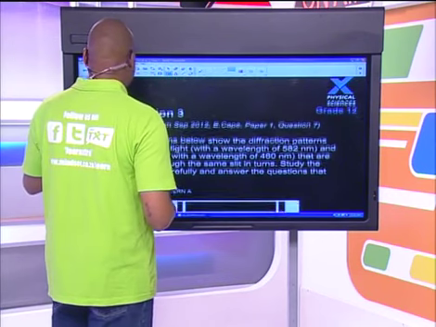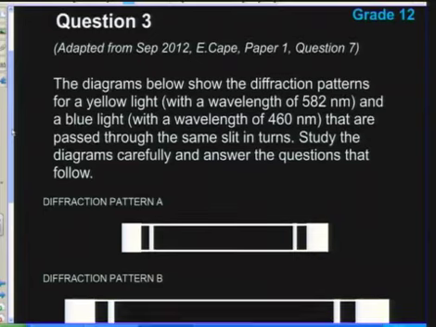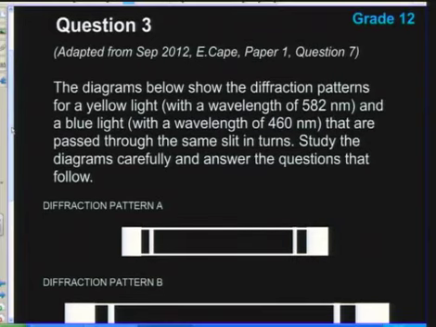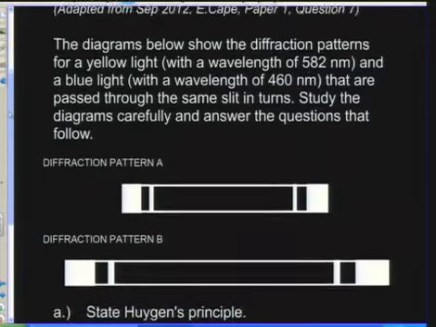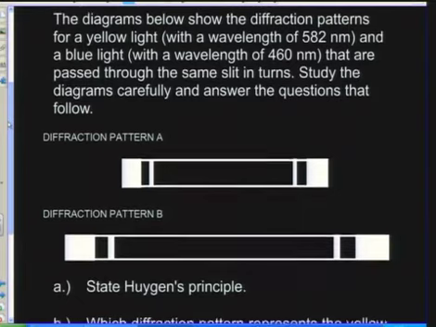We have question 3, and we're switching completely from electricity, from circuits, to waves. Okay? Diffraction patterns. It's our question 3 for the day, and it says the diagrams below show the diffraction patterns. So we've got diffraction patterns for a yellow light and a blue light.